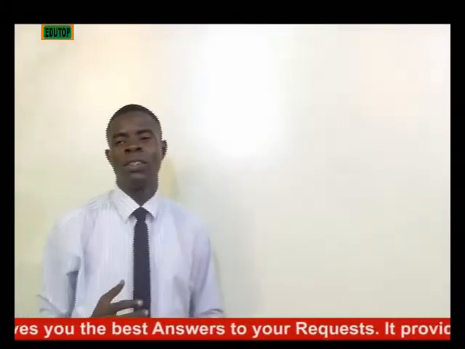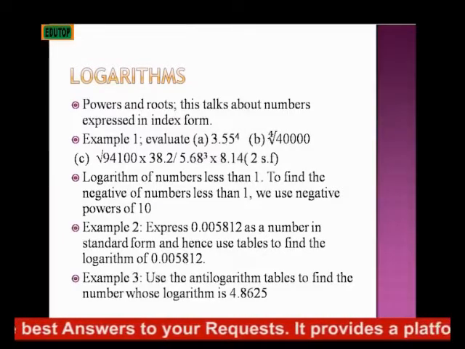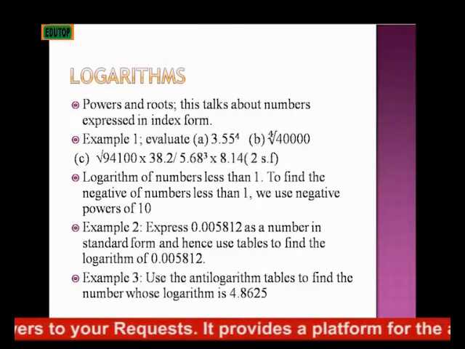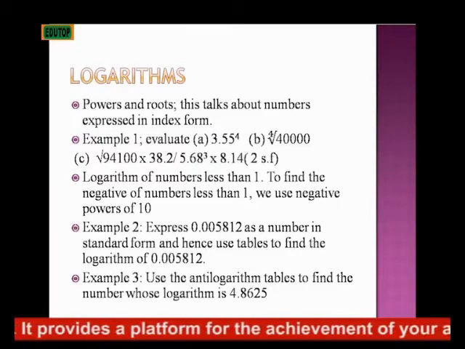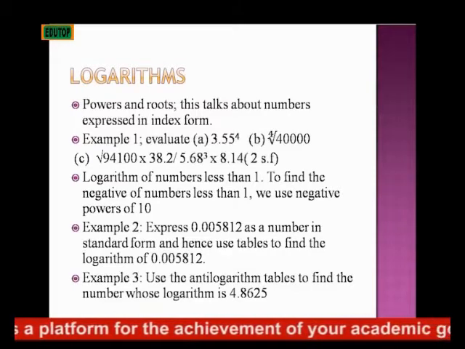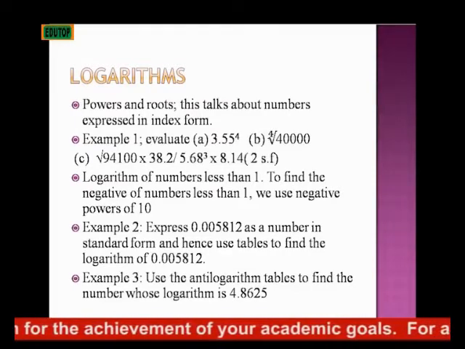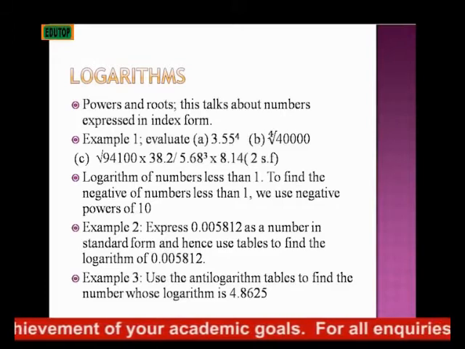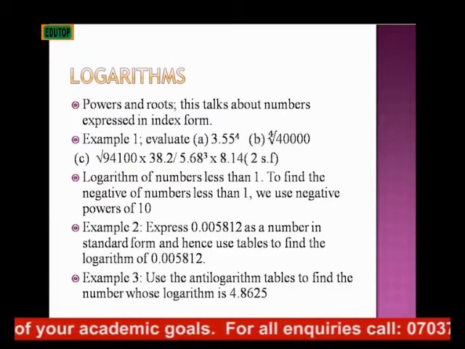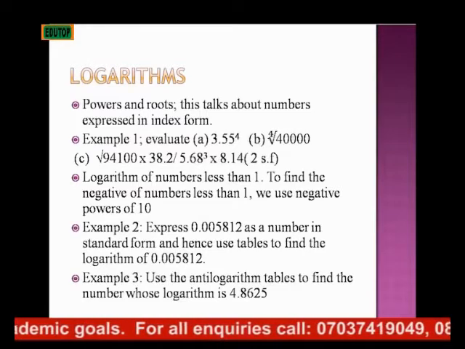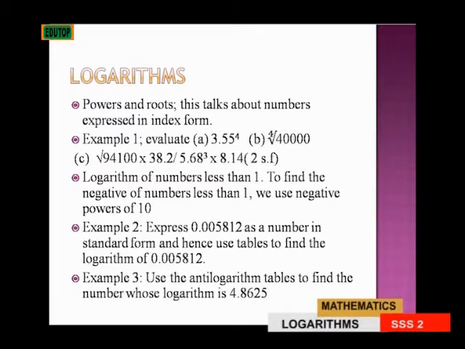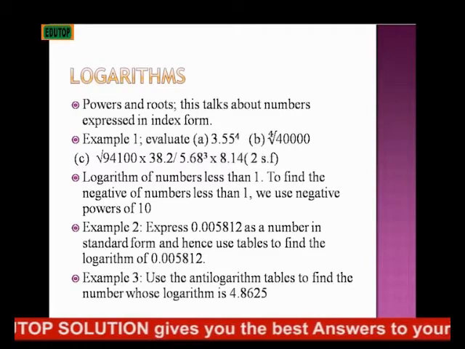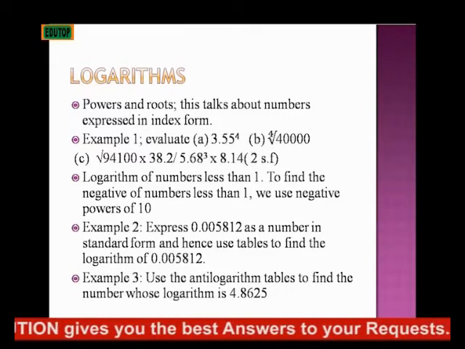Powers and roots. This talks about numbers expressed in index form. Example 1. Evaluate: A, 3.55 raised to power 4. B, fourth root of 40,000. C, square root of 94,100 times 38.2 divided by 5.68 raised to power 3 times 8.14. In all, we have 3 questions to solve.